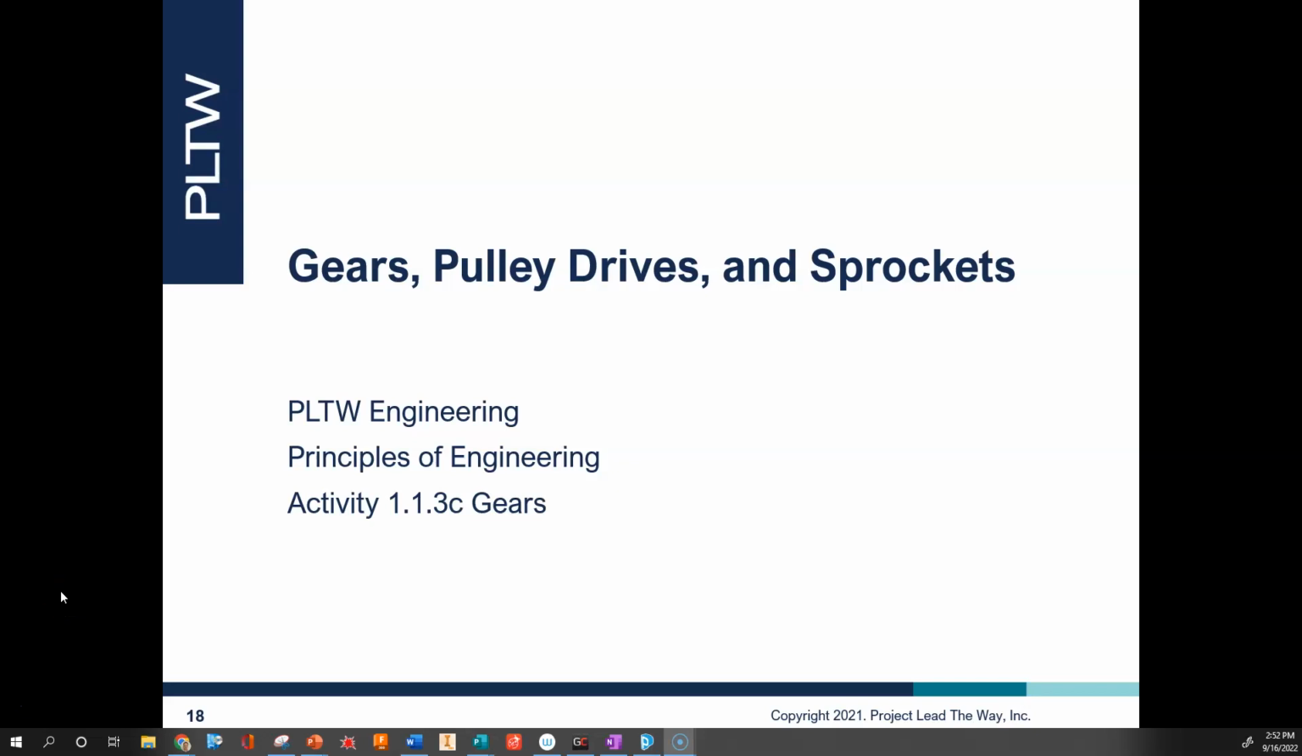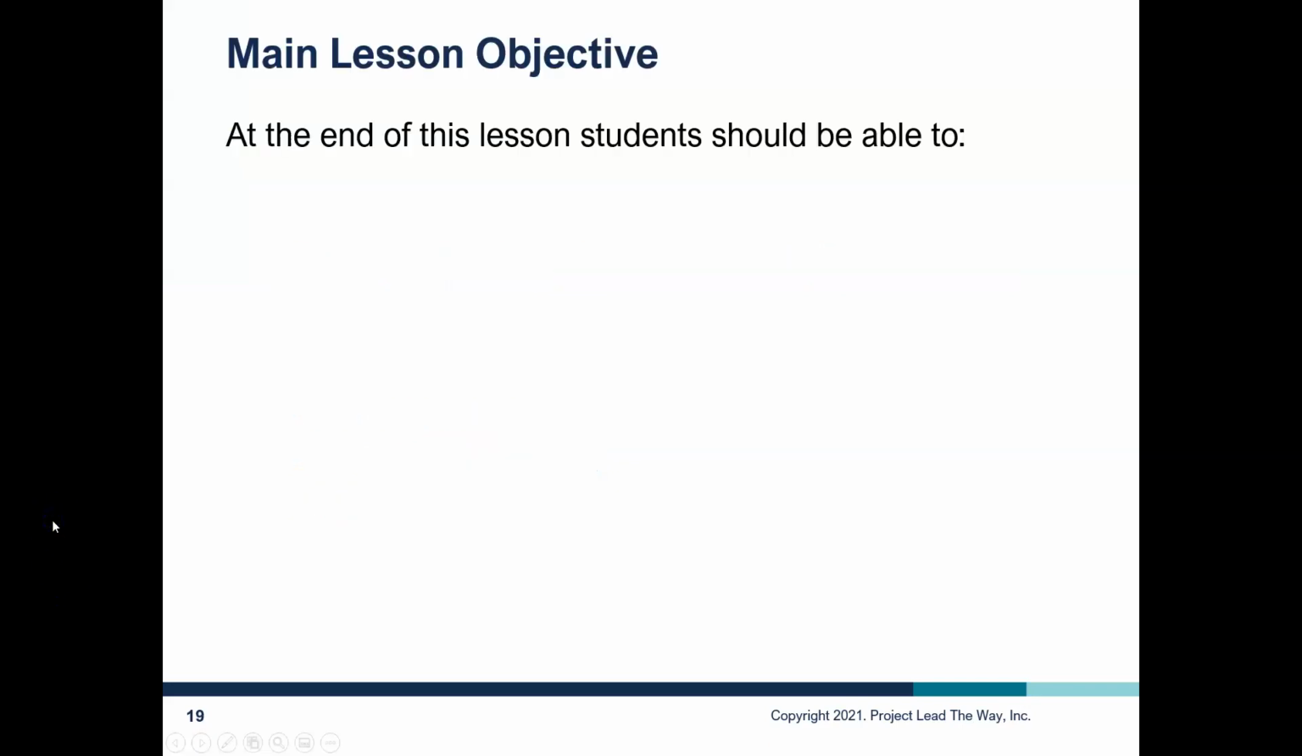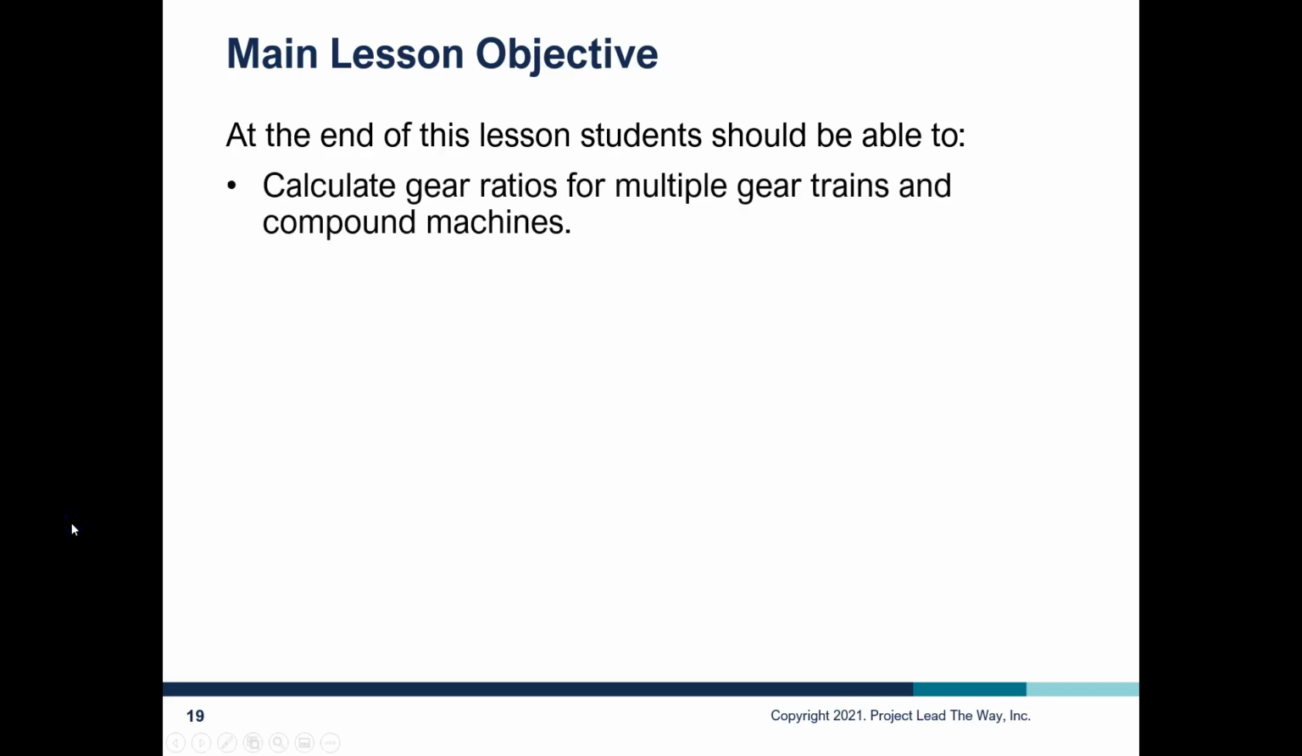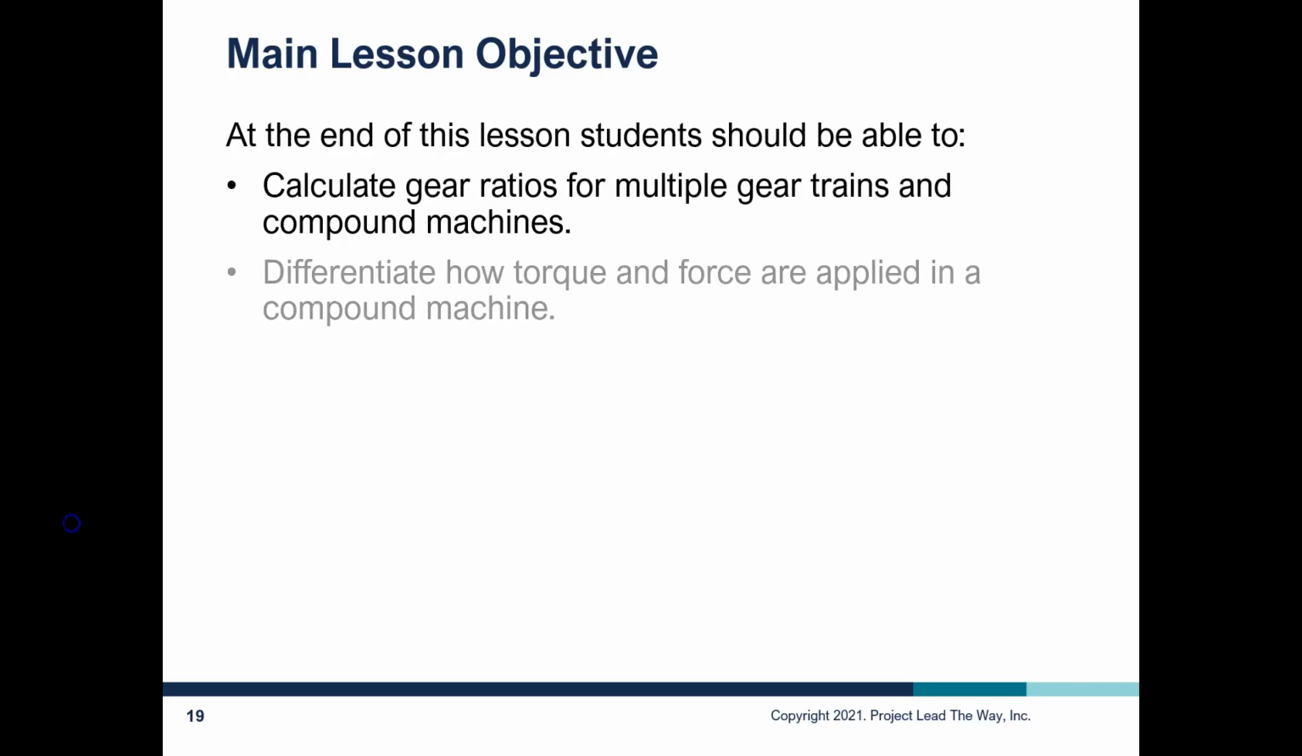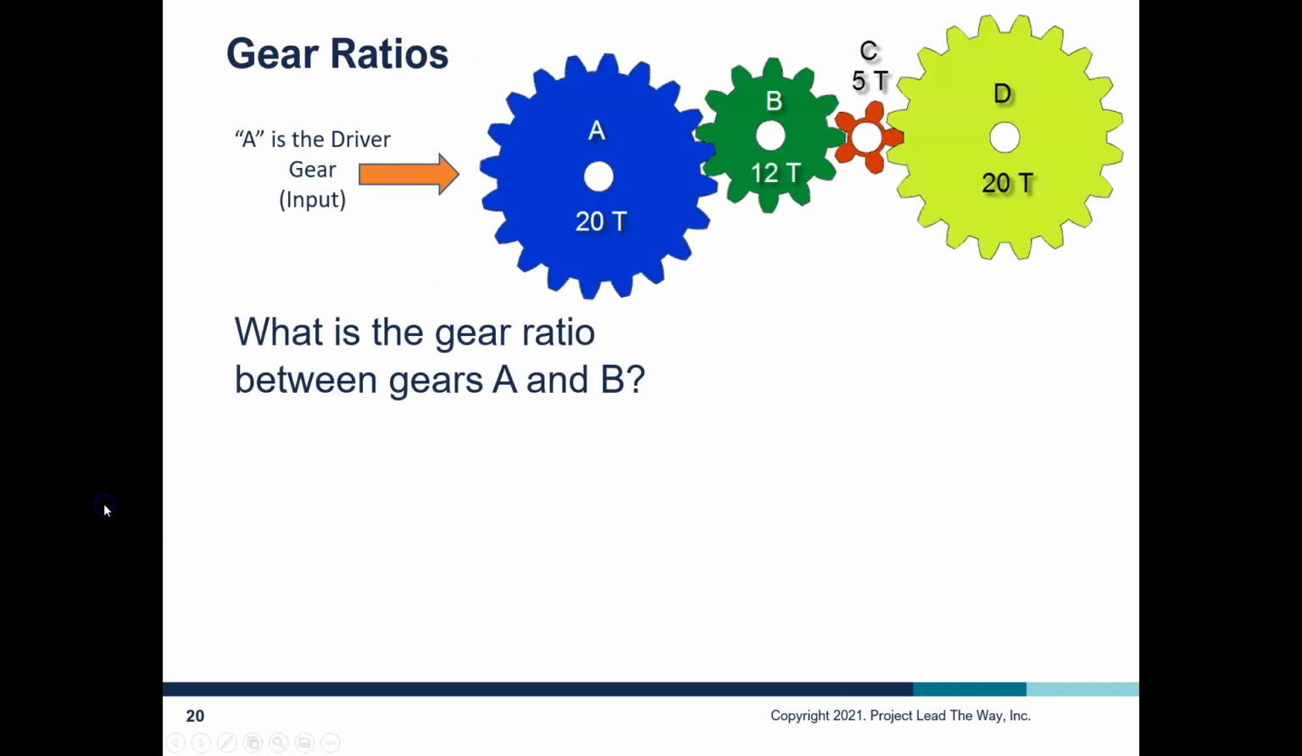This video is for activity 1.1.3C gears for Principles of Engineering. So the main lesson objective: at the end of this lesson, students should be able to calculate gear ratios for multiple gear trains and compound machines and differentiate how torque and force are applied in a compound machine.